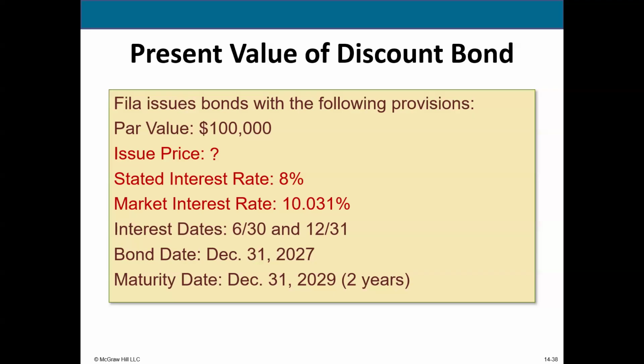So first we find the present value, in this case $100,000, when it's paid at maturity. And then we find the present value of the series of the 4 semi-annual payments, which we know to be $4,000 each.